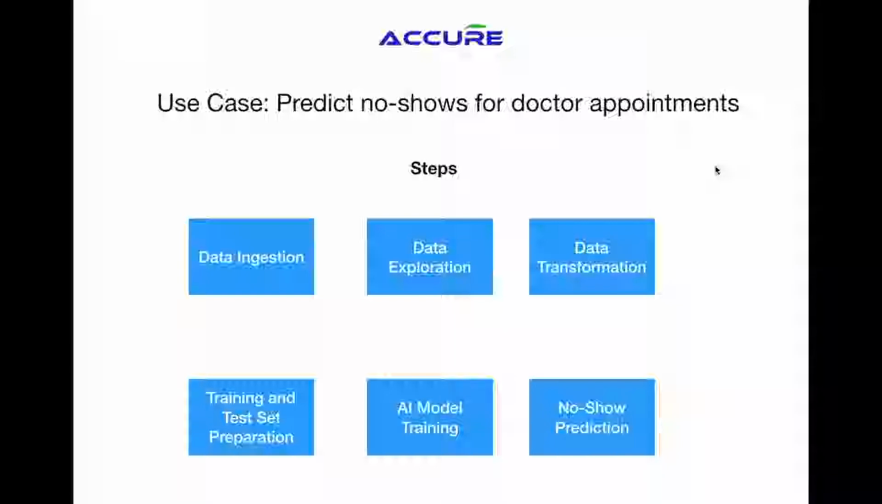And then from there, we'll build the AI model. That means we will train the model using the training set. Using the test set, we will predict no-shows. In this video, I'll walk you through all these 6 steps of building the AI models.